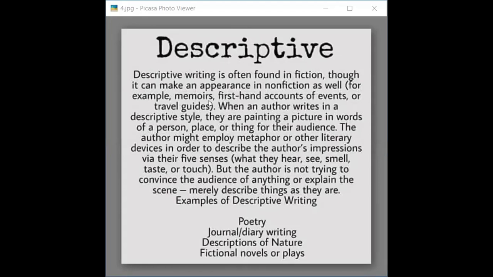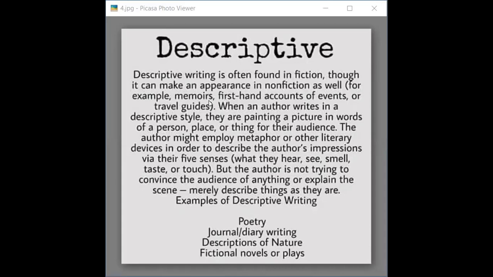Now let's read. When an author writes in a descriptive style, they are painting a picture in words of a person, place, or thing for their audience. The author might employ metaphor or other literary devices in order to describe the author's impressions via their five senses: what they hear, see, smell, taste, or touch.